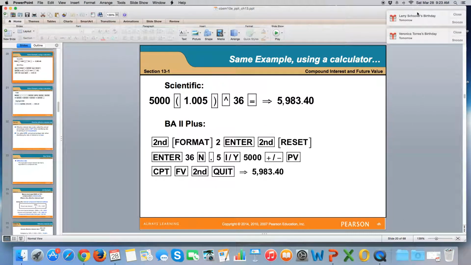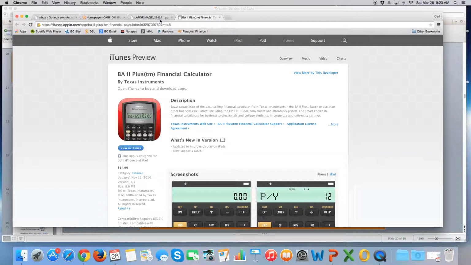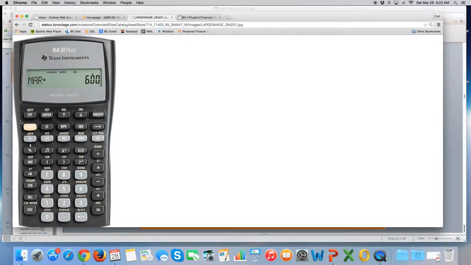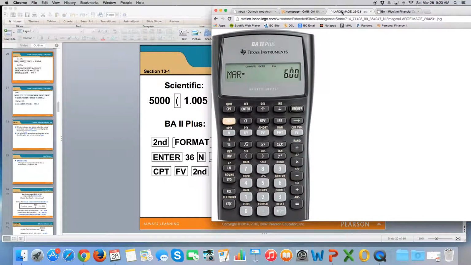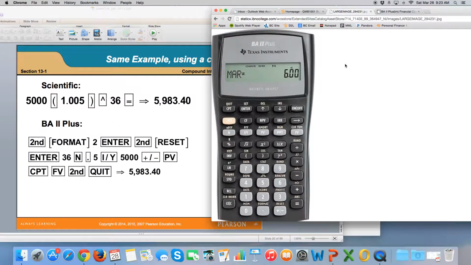I know that's a lot, but let me see. I found here a picture of what the calculator looks like, the one that I have. It does look like a whole lot of stuff to enter, but it's not that hard. This isn't a functioning calculator; it's just a picture. Basically, this is the second format number. You would press 2, and then press enter to set the decimal points, and then reset to go back.